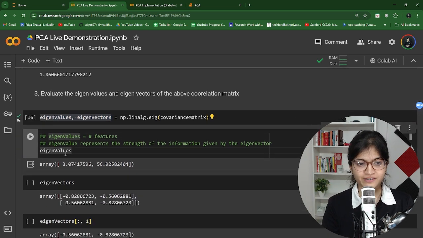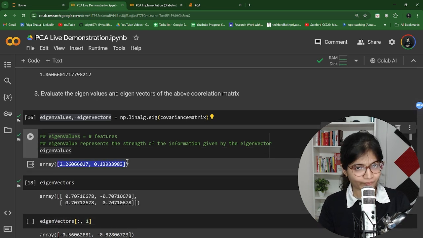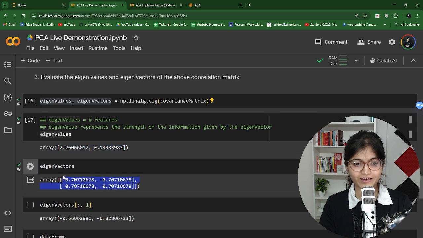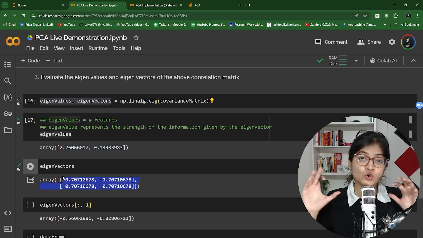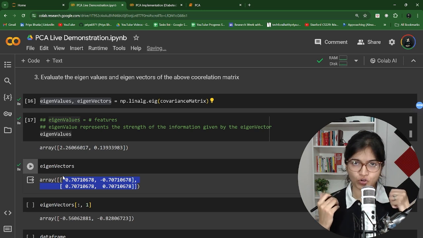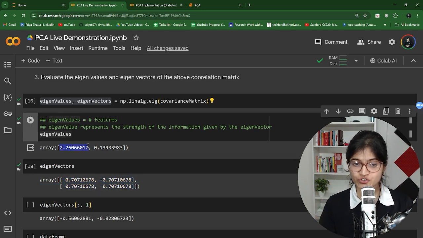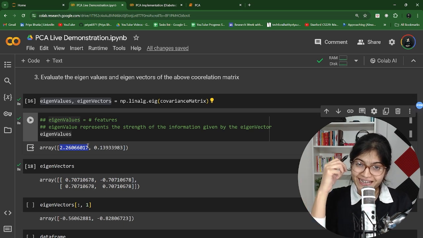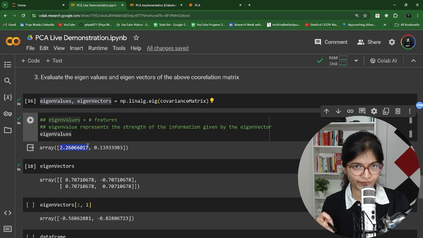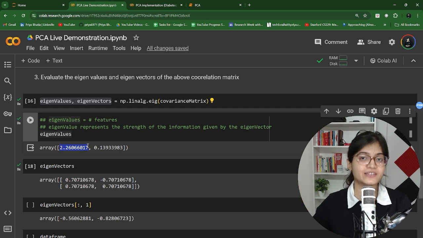Now, if you just run this particular part, you will get an idea that these are the eigenvalues we have and these are the eigenvectors we have. With the help of these eigenvalues and eigenvectors, you will be able to create the principal components. How? Let's try to understand. Always remember, whichever eigenvalue is the highest, you have to take that specific eigenvector to create PC1, because the highest eigenvalue indicates the strength of the highest information.